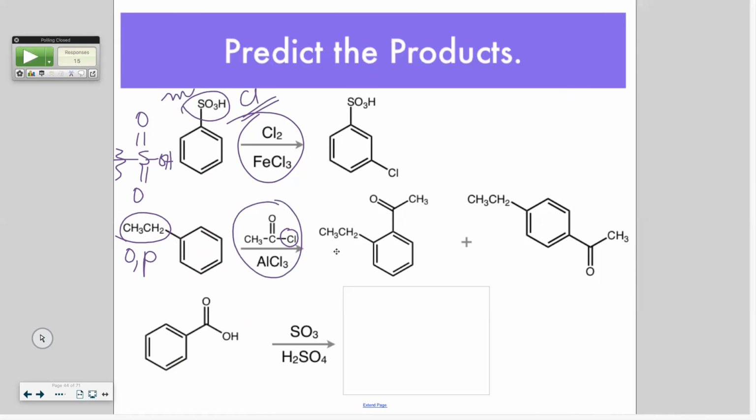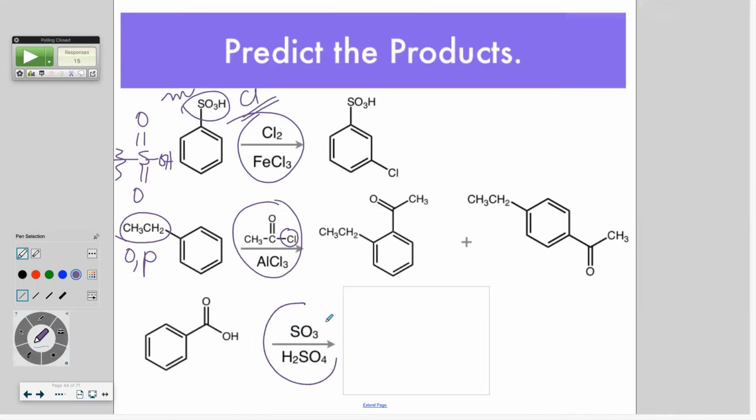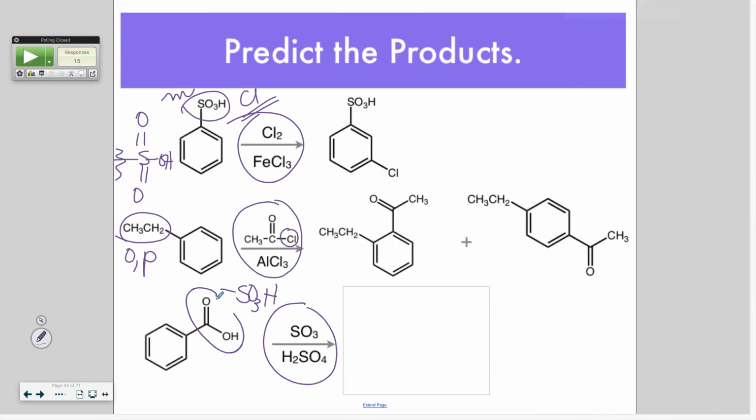All right, now look at the next one. Okay, so what's happening on this one? Sulfonation. So what are we going to put on the ring? SO3H. Good. Okay, and what can you tell me about this group on the ring? It's a meta-director. It's a deactivating meta-director. Okay, so try to draw that product, what you think it is, and then I'll release it.